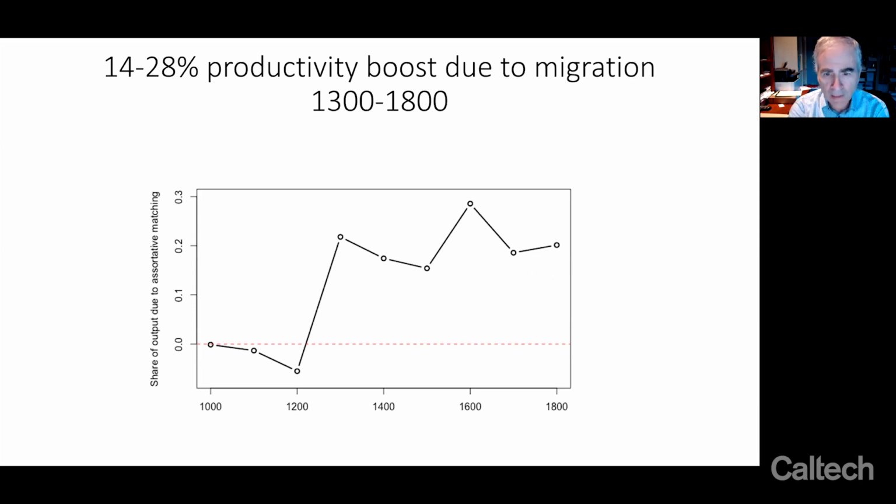So here's the result of that counterfactual exercise, which is, by the by, pretty similar to what most of these papers do, albeit with better data. And what we see is that in these first 3 centuries, we're not getting any implied productivity boost due to the migration decisions of these elites. Starting in 1300, however, and moving out to the end of the time period, we're getting a 14 to 28% productivity boost due to the birth to death migration.